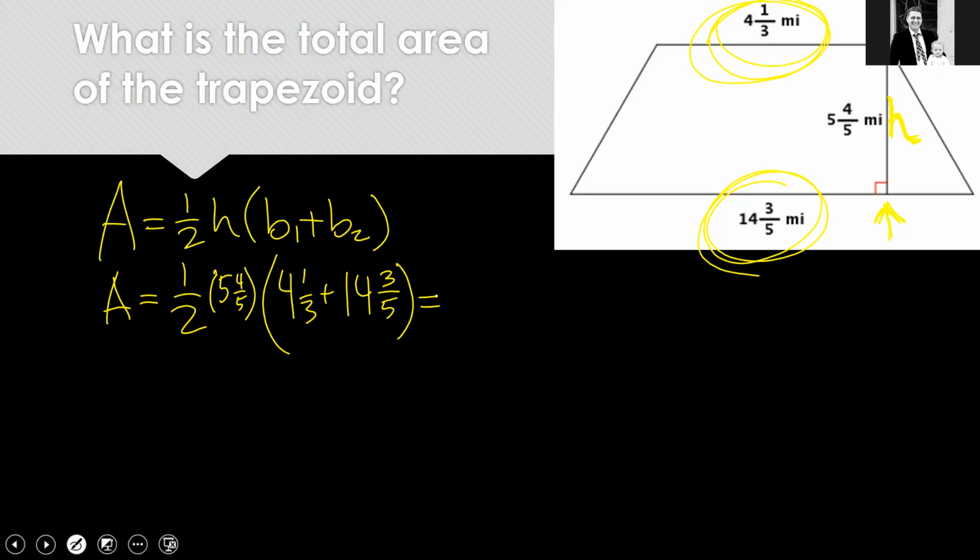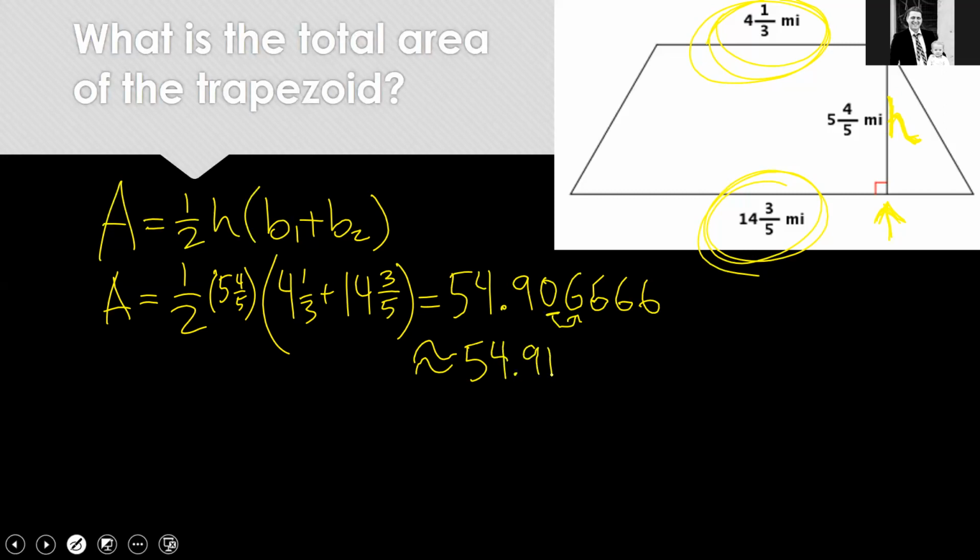Okay, after plugging it into my calculator, I'm getting 54.90666, and the 6 begins to repeat. I'm going to assume, just like the last one, that I would round that off to the nearest hundredth. So for this one, that 6 will make the 0 round up. So I'll have 54.91, and this is given in miles. So this must be a huge trapezoid squared.